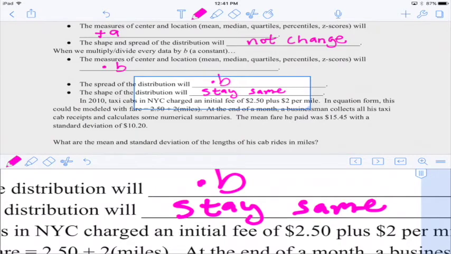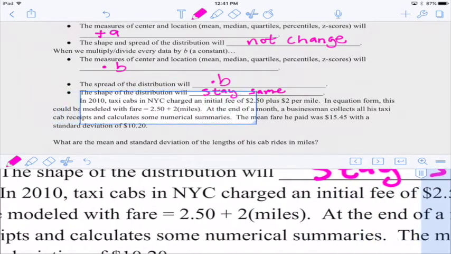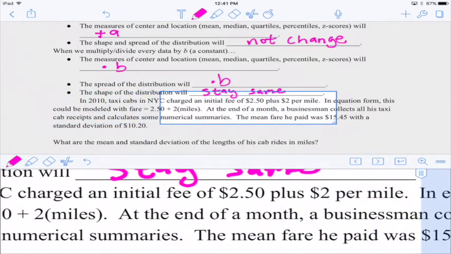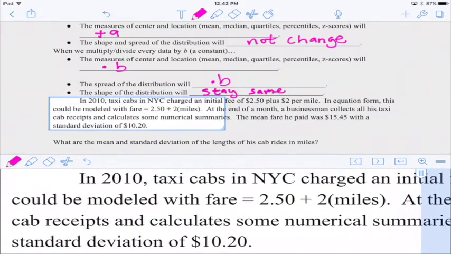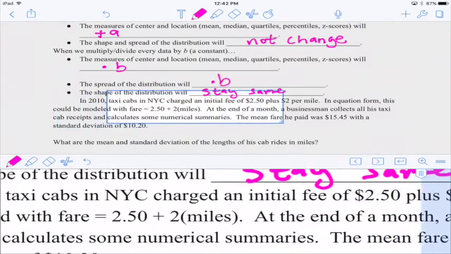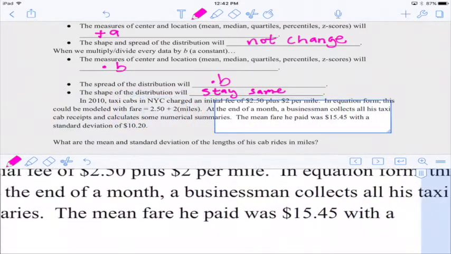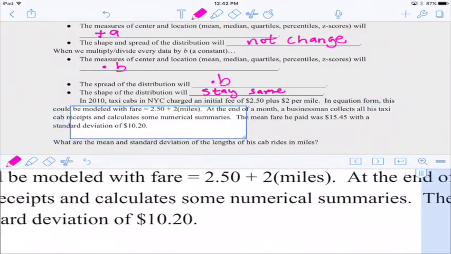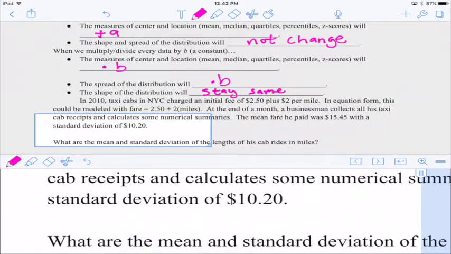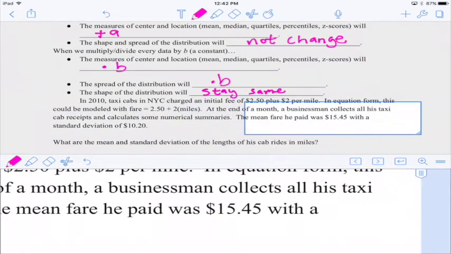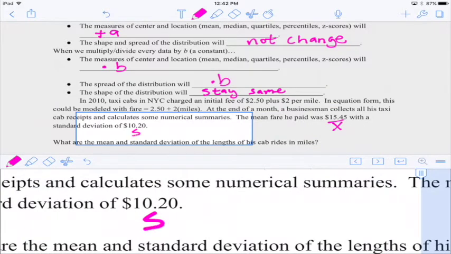So in 2010, taxi cabs in New York City charged an initial fee of $2.50 plus $2 per mile. In equation form, this could be modeled with the fare equals $2.50 plus 2 times the number of miles. At the end of a month, a businessman collects all his taxi cab receipts and calculates some numerical summaries. The mean fare he paid was 15.45 with a standard deviation of 10.2. So I'm going to call this x bar because it's a mean, and s of x because it's a standard deviation. It's not the population, it's from a sample.